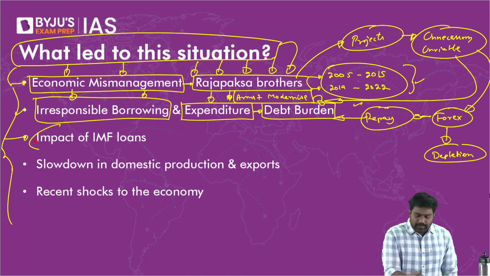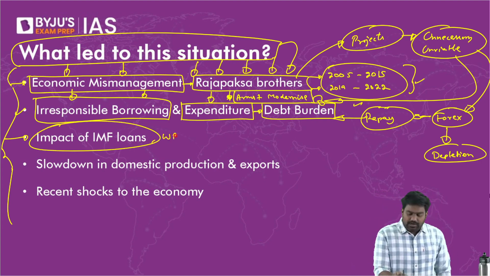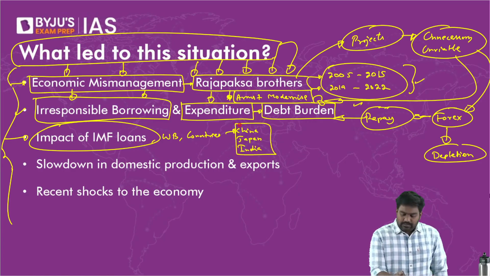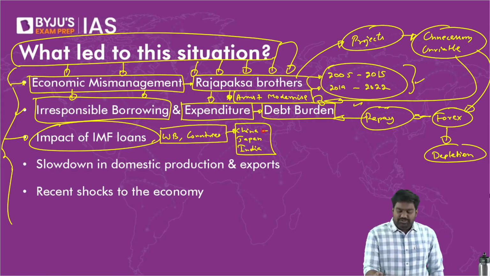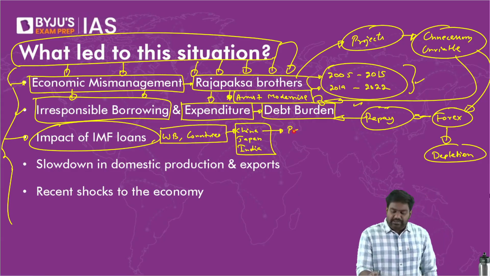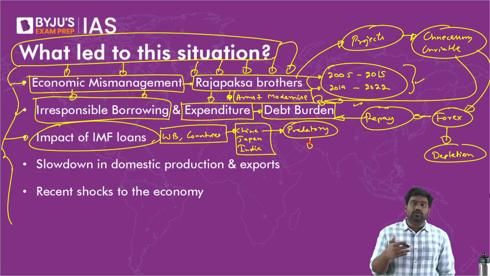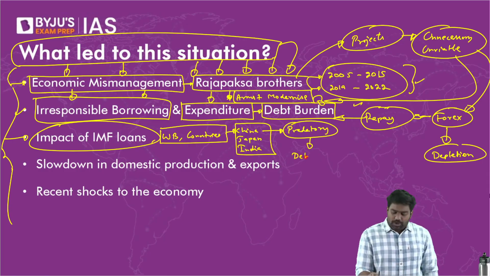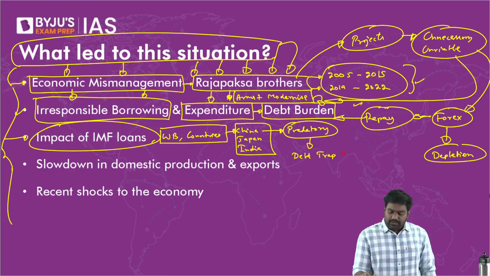The heavy borrowing of loans from the IMF, World Bank, and other countries like China, Japan, India. From all these countries, Sri Lanka has borrowed heavily. And especially, Chinese loans are believed to be predatory in nature. It's widely believed that China gives out these loans for unviable projects deliberately to push small countries into a debt trap, which is referred to as China's debt trap diplomacy.